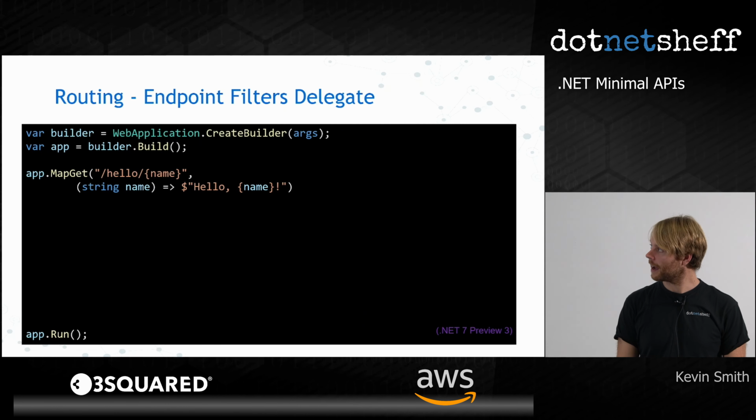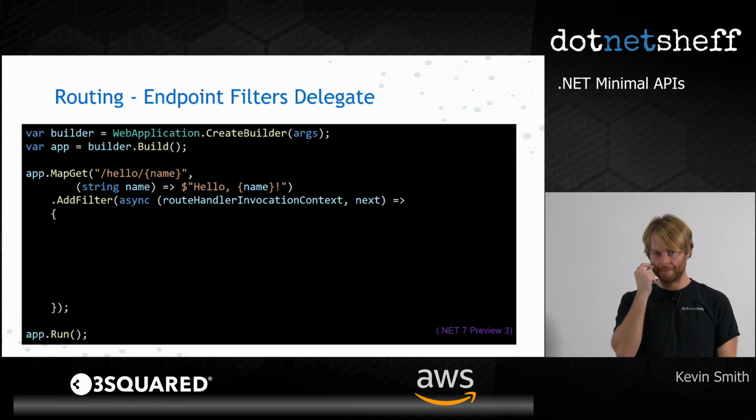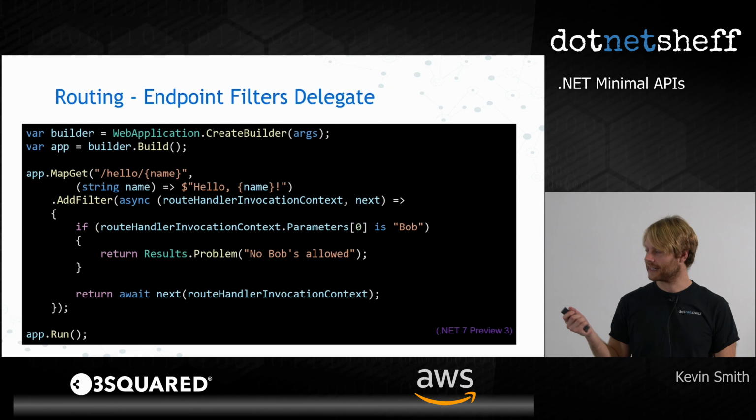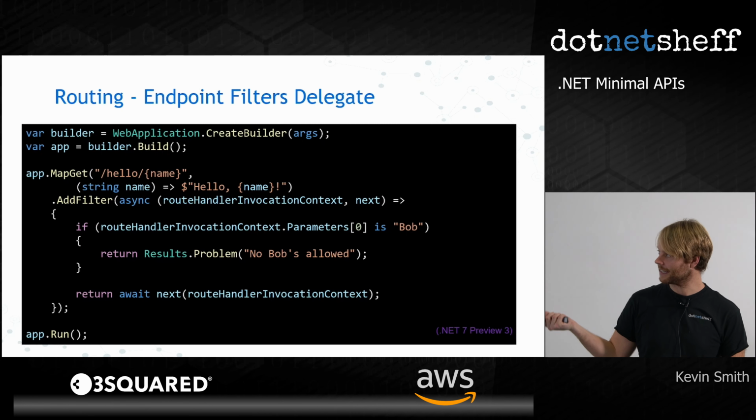We have endpoint filter delegates. This is one of the main features in .NET 7, which is really good, I think, personally. These are for cross-cutting concerns like validation, logging, etc. And you can add in a filter. So this is just using the inline delegate. It takes a route handler invocation context and the next.